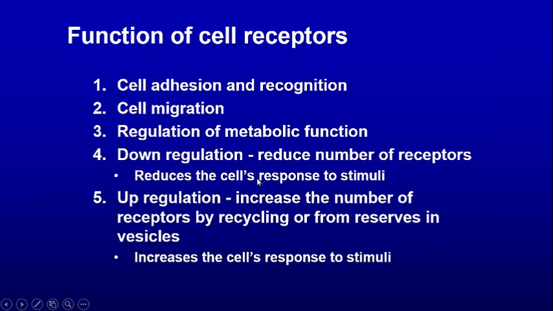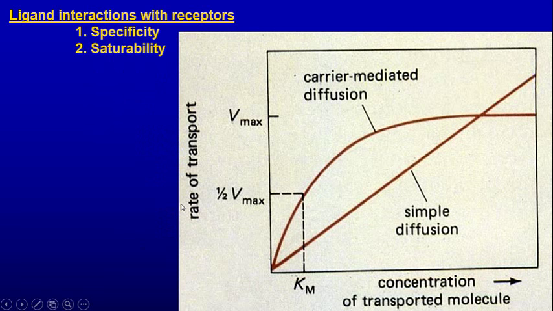So the function of receptors is cell adhesion and recognition, cell migration, also recognition of regulation of metabolic function. Downregulation is where you reduce the number of receptors and reduce the response of a cell. Upregulation, if you increase the number of receptors, you increase the total amount of cyclic AMP being produced, and so you stimulate the cell. Increasing the cell's response to stimuli is what upregulation is.